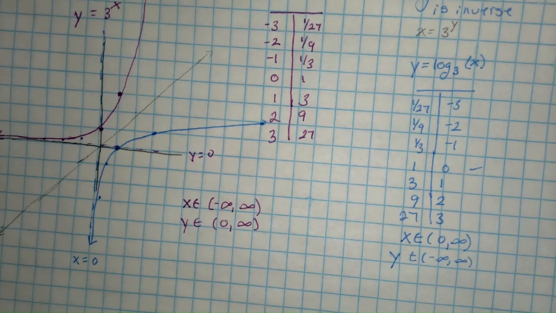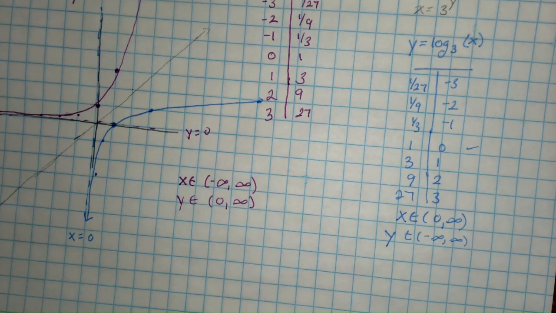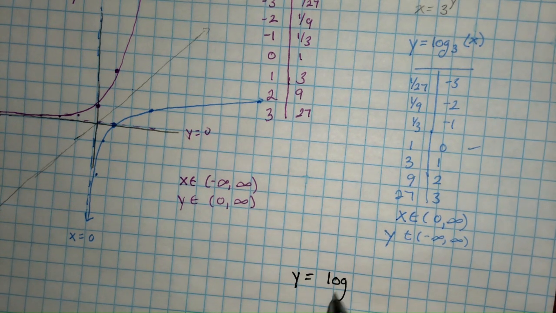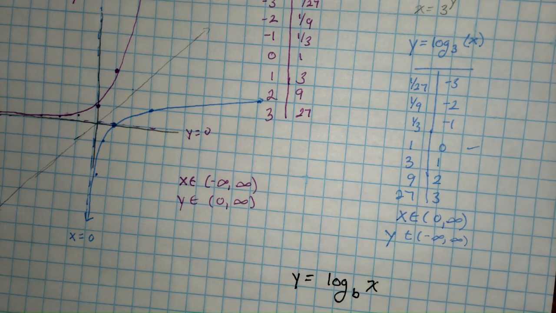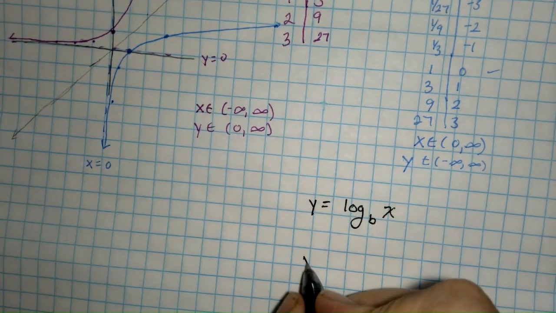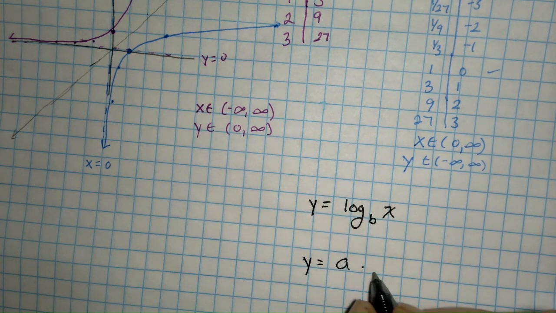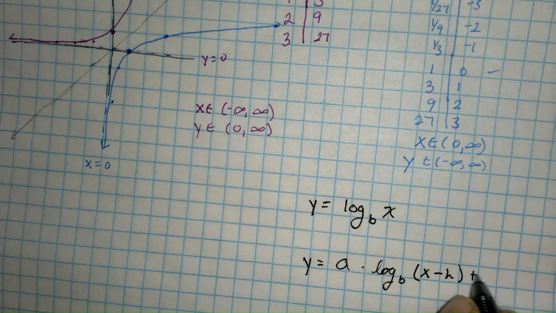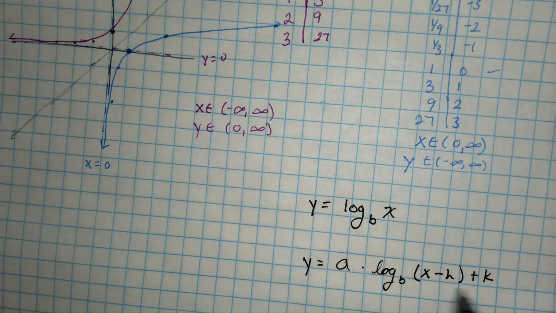Now, if you've been following this channel for a while, you've seen that I've done a lot of HK shifts, and that's exactly what you're going to find yet again in logarithmic functions. For any y equals log base b of x, okay? You're still going to have a stretch factor. I like to write log in cursive so it doesn't look like 10g. You're still going to have your h, k shifts. So you're right, left, and you're up, down. So all that's going to hold true still.